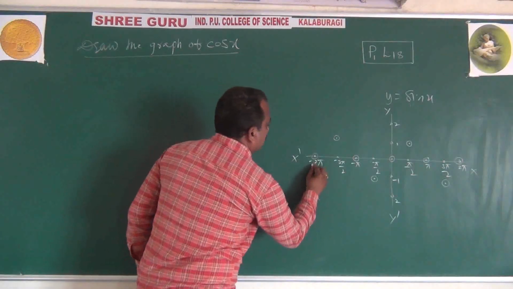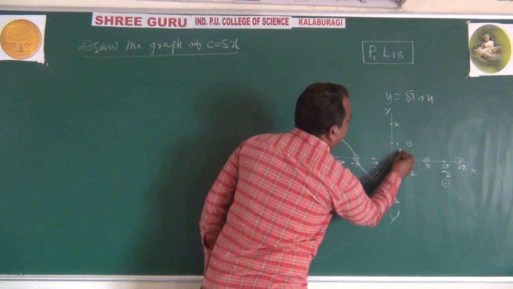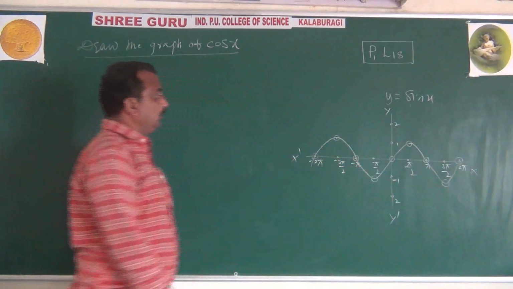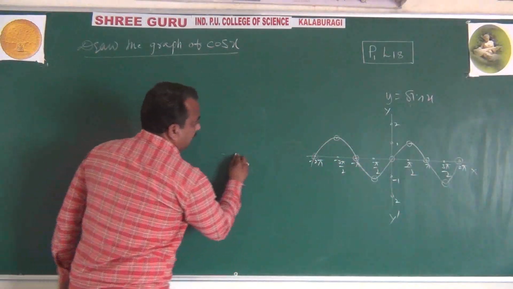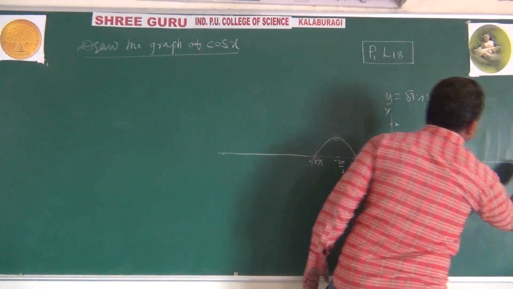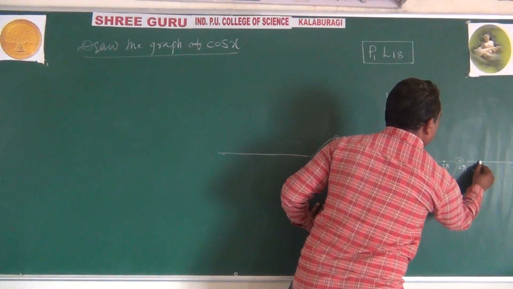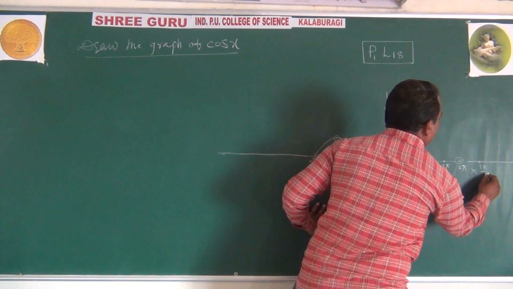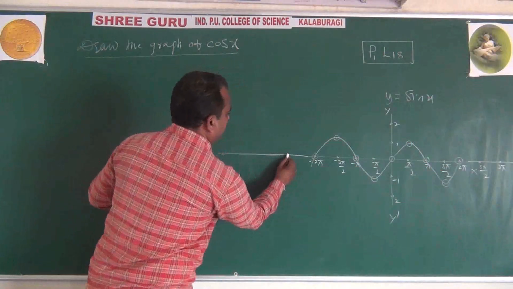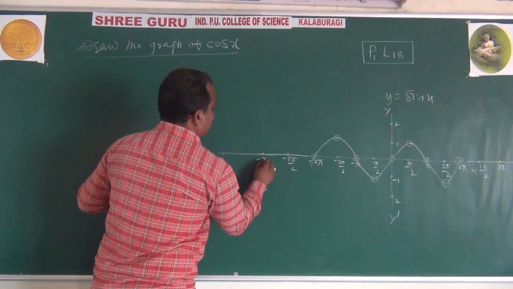See the graph here. It oscillates between +1 and -1. This is the graph we have studied. Now, students, I will extend this graph also. After 2 pi, we take 5 pi by 2, one more line, then 3 pi, and on the negative side minus 5 pi by 2 and minus 3 pi.